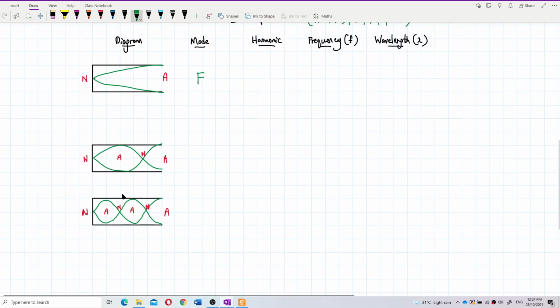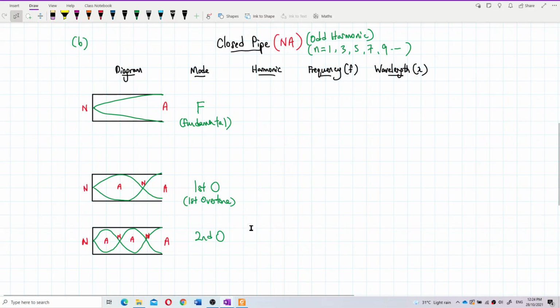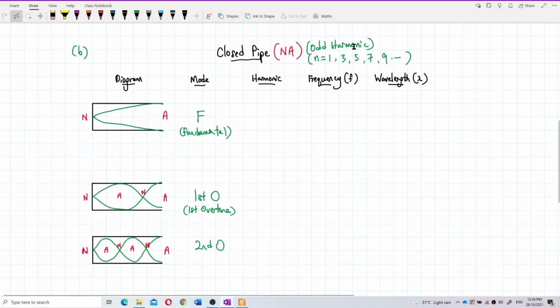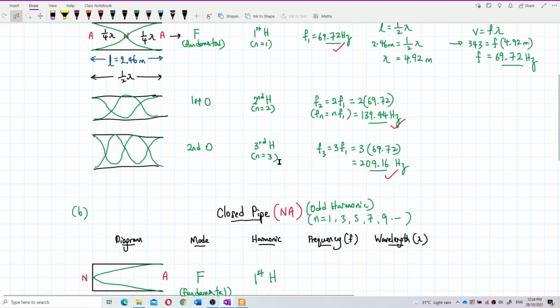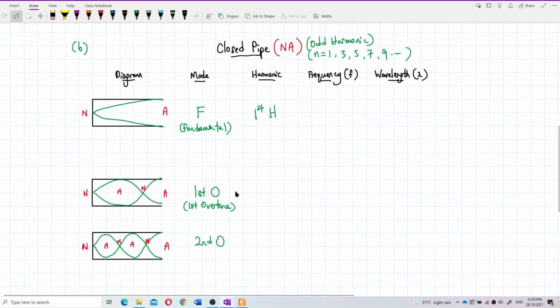Then going down is the first overtone, and then the second overtone. These are the three lowest frequencies. The closed pipe only has odd harmonics. So the fundamental mode is the first harmonic, and the first overtone is not the second harmonic like in the open pipe. Here the first overtone becomes the third harmonic, because it's odd harmonic. The second overtone becomes the fifth harmonic, because only odd numbers.